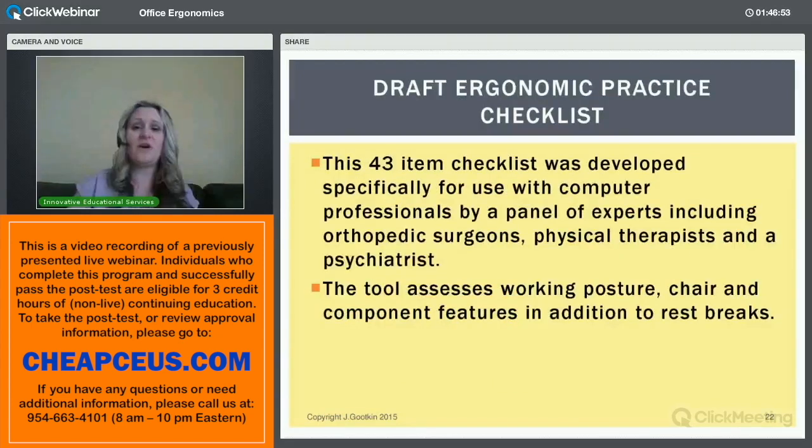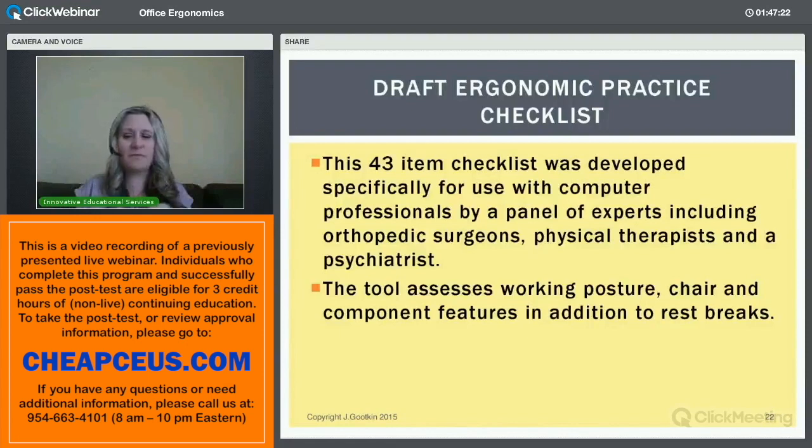Then we also have our more written type of tools. And one of them that I found interesting was the draft ergonomic practice checklist. And this checklist excited me because it was developed by a team of experts that included physical therapists, orthopedic surgeons, psychiatrists. So they had the psychological component. And this was actually from 2012. It was developed in India, and it was published in the International Journal of Rehab.